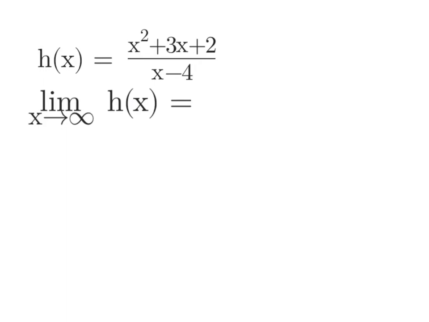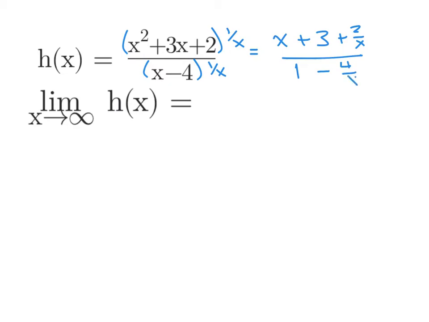Now we have h of x, where the degree in the numerator is larger than the degree in the denominator. We can still use this trick to help us out. Right? I'm going to multiply by 1 over x. When I do that, I'll end up with x plus 3 plus 2 over x. In the denominator, it'll be 1 minus 4 over x.